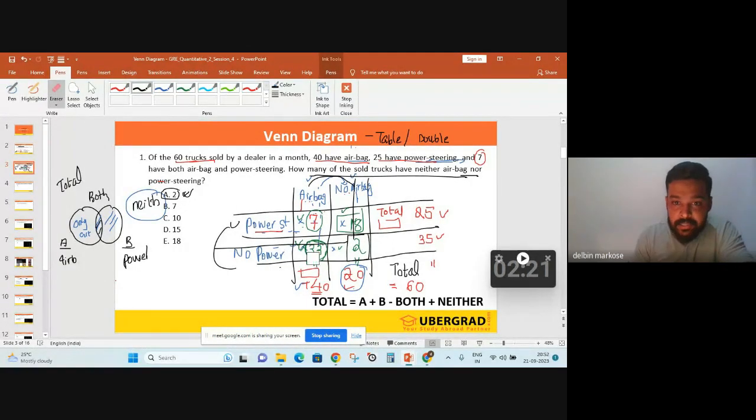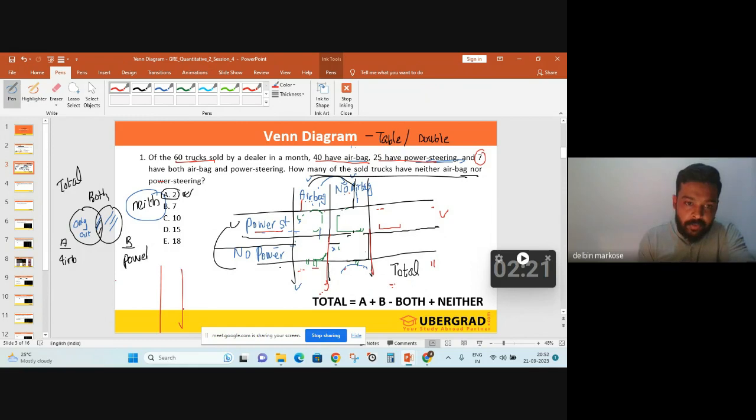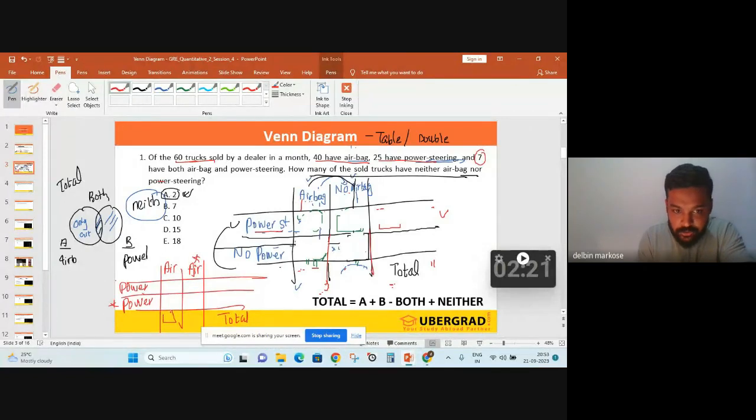Okay, I will just explain a little bit faster. Let me just explain one more time. First thing, you have to draw 3 horizontal lines, 3 vertical lines. So first category, you can say airbag, no airbag. Then power steering, no power steering. So here it's a total number. Everywhere it's a total number. This is also total number, here total number.